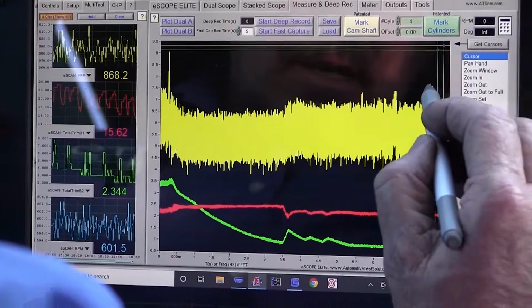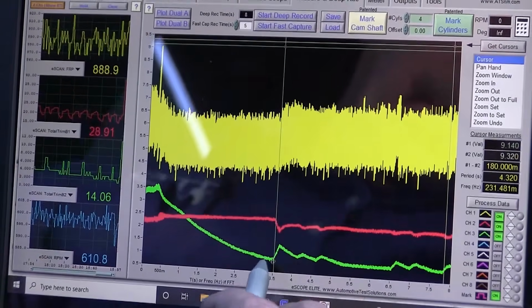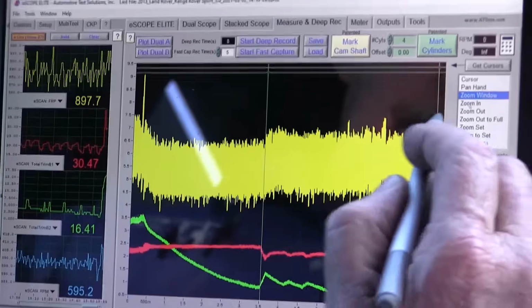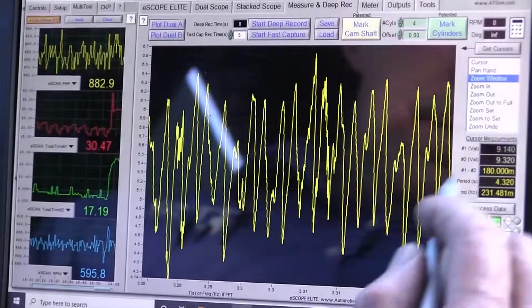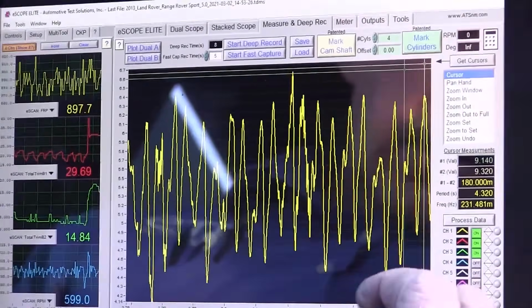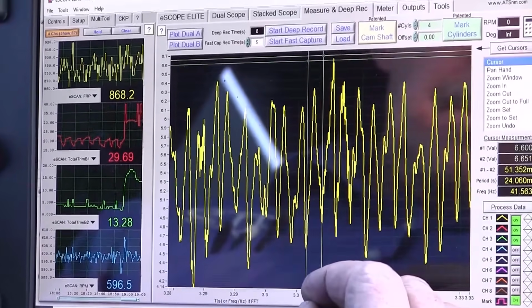So I want my cursor to be at the lowest point. Right here is where the lowest point of pressure came. So did the pump slow down right over in here? So again, we're going to get our cursors, and I'm trying to measure this. I want to see if this primary pump is my problem.